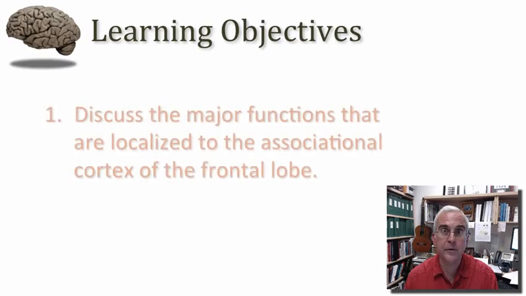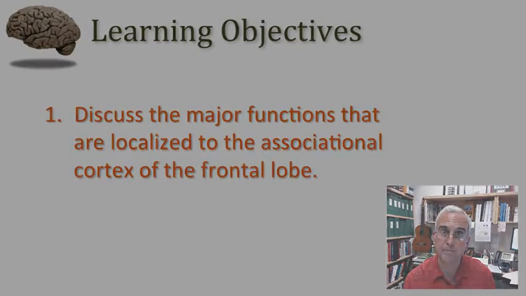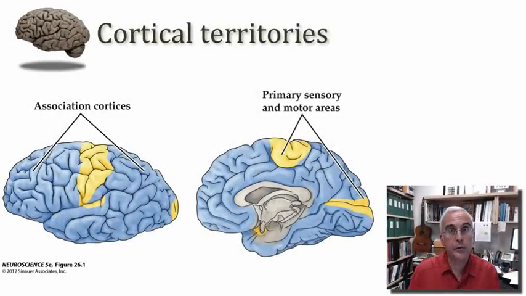My learning objective for you in this tutorial is to discuss the major functions that are localized to the associational cortex in the frontal lobe. So we're going to turn our attention to the frontal lobe. I'll just remind you that the frontal lobe is bounded posteriorly by the central sulcus. Here we see the central sulcus continuing into the medial face of the hemisphere in the paracentral lobule. The frontal lobe is bounded inferiorly by the lateral fissure, which is also known as the Sylvian fissure, separating the frontal lobe from the temporal lobe.